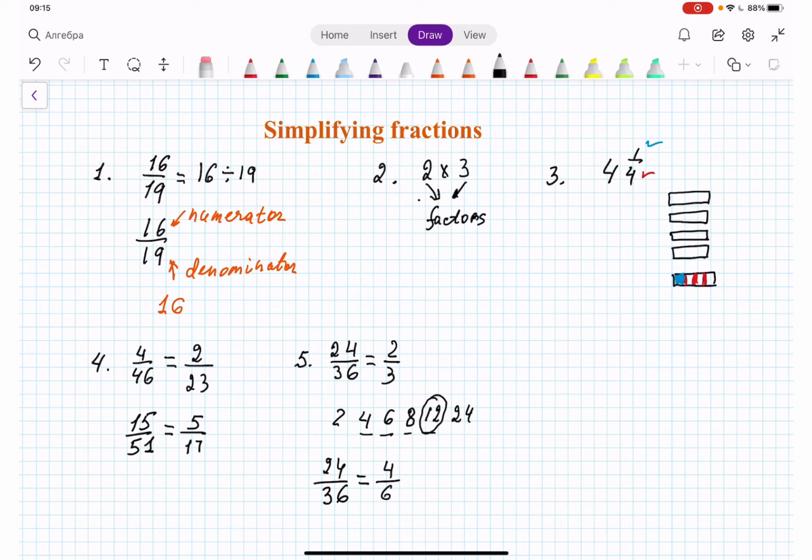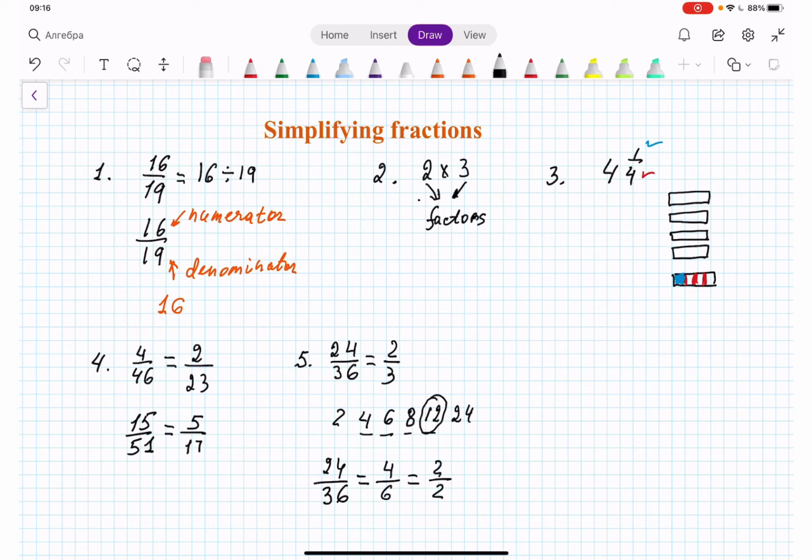Both of them are even numbers, which means even numbers are the numbers you can divide by 2. So 4 you can divide by 2, 6 you can divide by 2. So my point is, don't panic if you didn't find the highest number you can divide. If you took 6, you got 4 over 6, which means you can reduce again by 2, right? 4 divided by 2 is 2, 6 divided by 2 is 3.